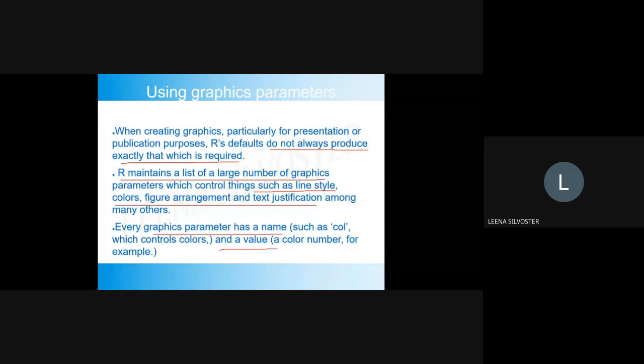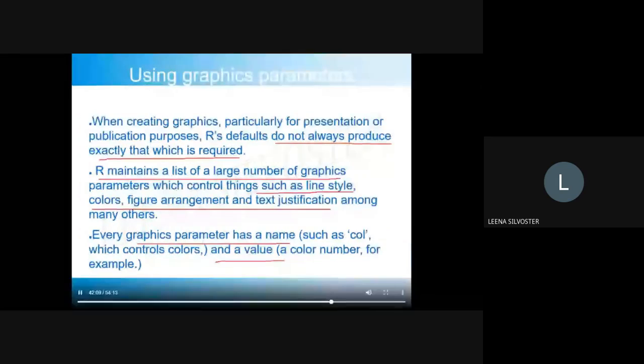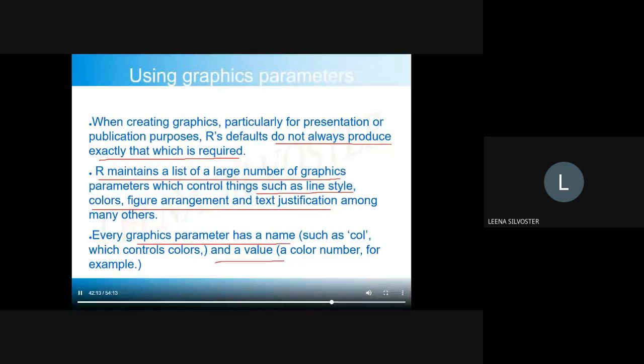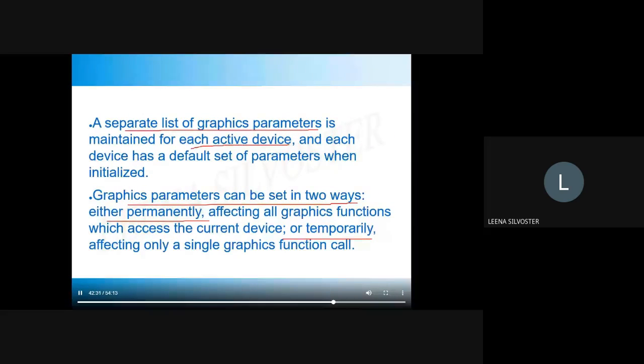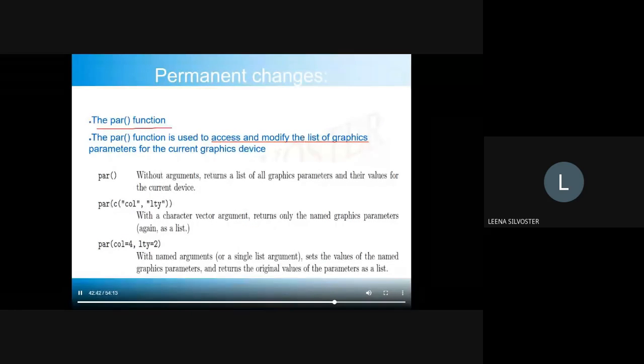R's defaults do not always produce exactly what is required. R maintains a large number of graphics parameters such as line style, color, figure arrangement, and text justification. Every graphics parameter has a name and a value. A separate list of graphics parameters is maintained for each active device. It can be set either permanently or temporarily. Permanent changes can be done using the par function. The par function is used to access and modify the list of graphics parameters. par() without arguments returns a list of all graphics parameters and their values.